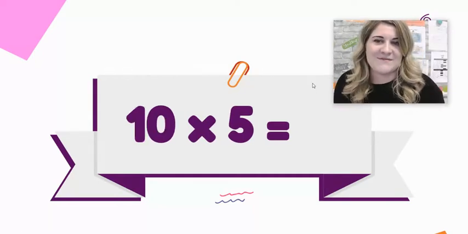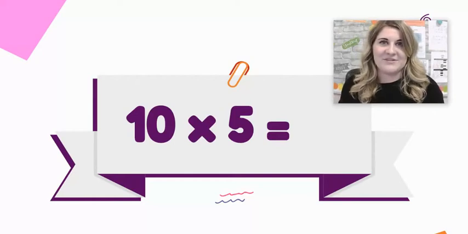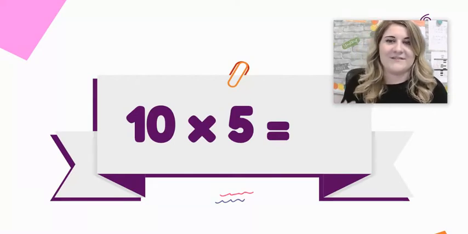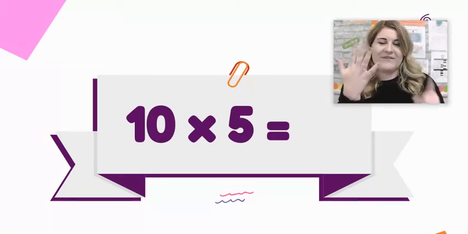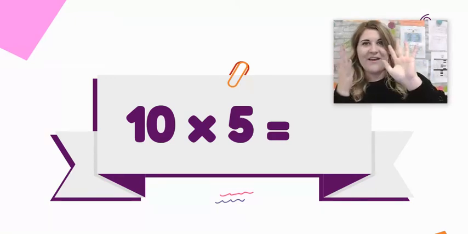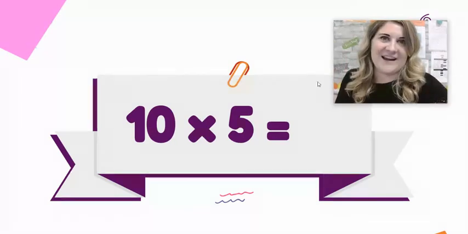Next, we have 10 times 5. We can either skip count by 5s or 10s. Right now, we're going to skip count by 5s, though, because that's what we are learning today. So 5, 10, 15, 20, 25, 30, 35, 40, 45, 50. 50 is our answer there.